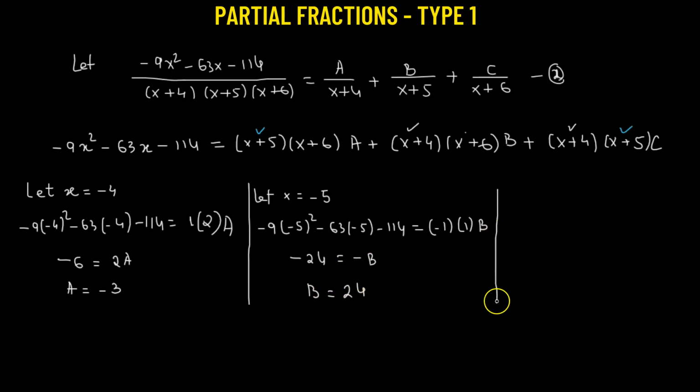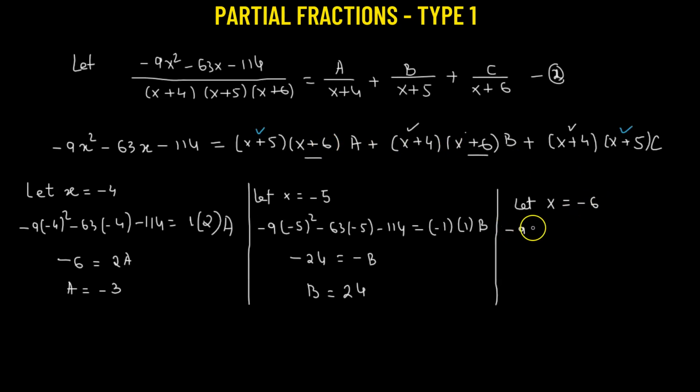And finally, to find out the value of c, all we have to do is choose x in such a fashion such that the second and the first term go to 0. Here we can see that if we take x plus 6 and equate it to 0, that means x equals -6 will make the first term and the second term disappear.